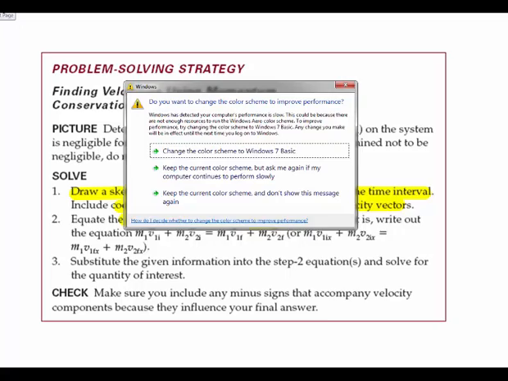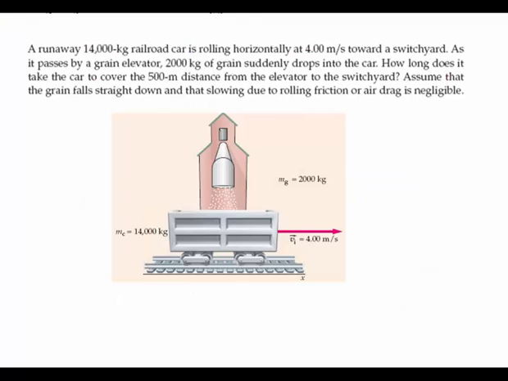And I'm going to work a couple problems here. The first problem, let me go back and get a regular pen. The first problem is I have a runaway 14,000 kilogram railroad car. It's rolling horizontally at 4 meters per second toward a switchyard. As it passes by a grain elevator, 2,000 kilograms of grain suddenly drops into the car. How long does it take the car to cover the 50 meters distance from the elevator to the switchyard? Assume the grain falls straight down and that slowing due to rolling friction or air drag is negligible.